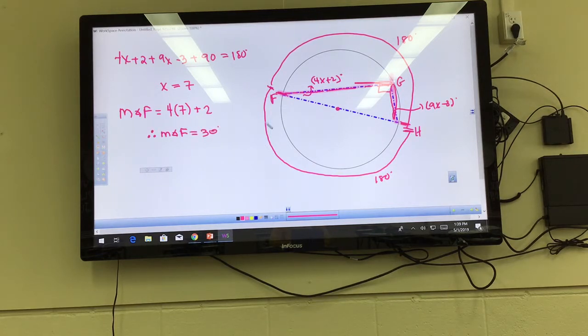Now we could easily find the other one, because if this is 90 and this is 30, then this has to be 60. But it didn't ask for that. That's just extra information. It only asked for the measure of angle F.